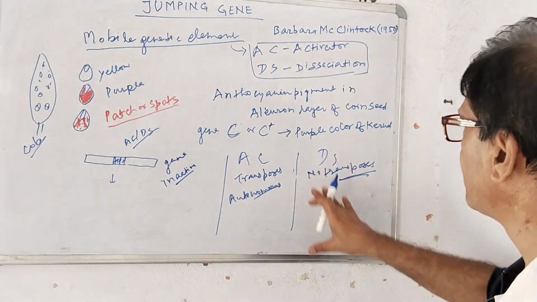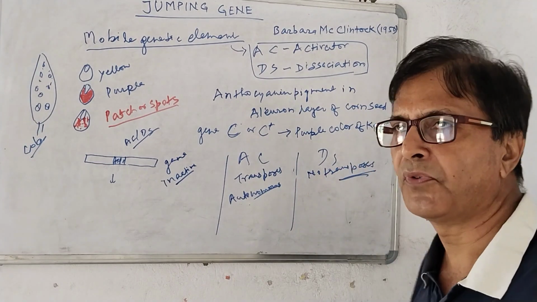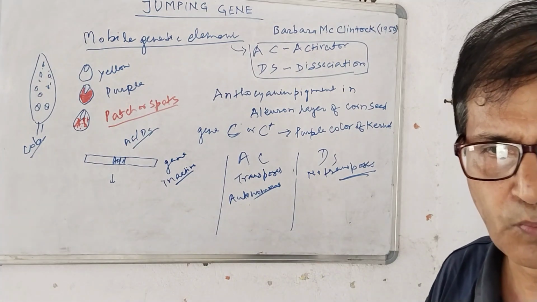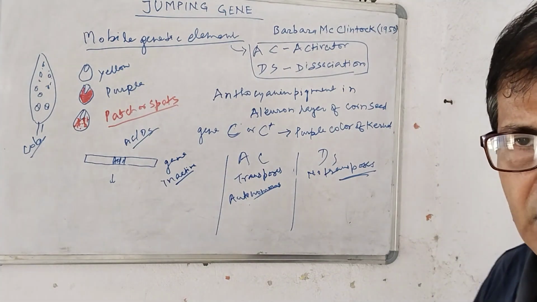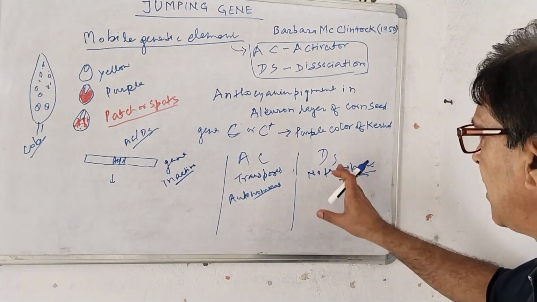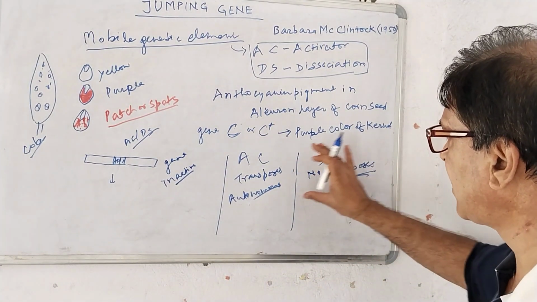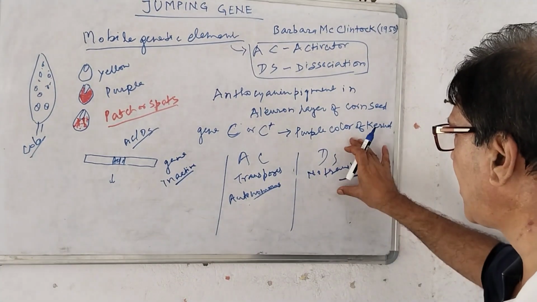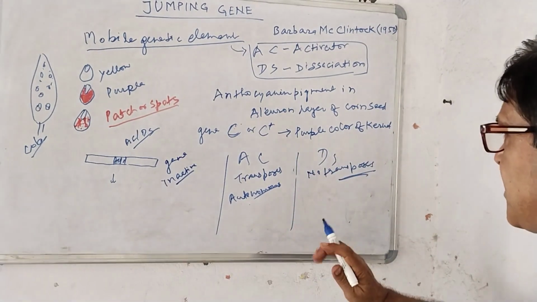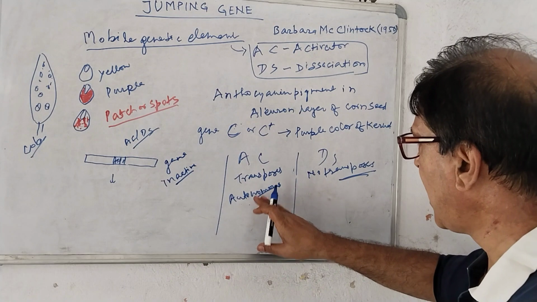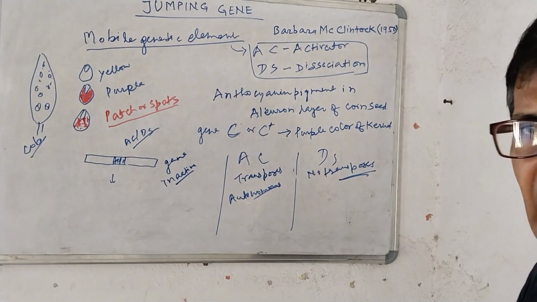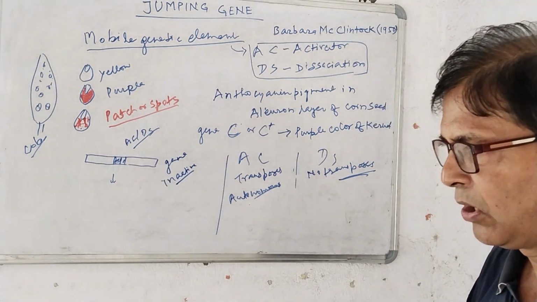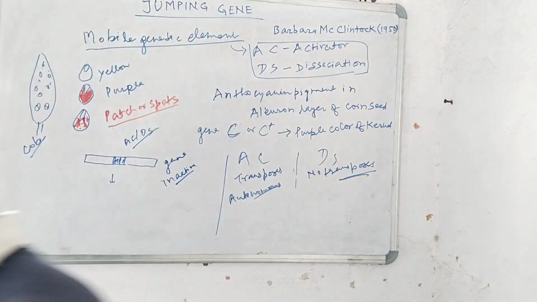it cannot produce it. Actually, it cannot move on its own. It requires the presence of transposase, the enzyme which can help in its movement. Therefore, DS can only move in the presence of AC. AC and DS both carry similar sequences, because they are conservative transposons.